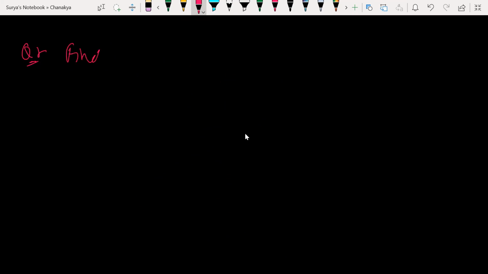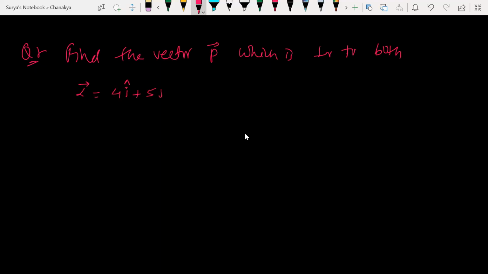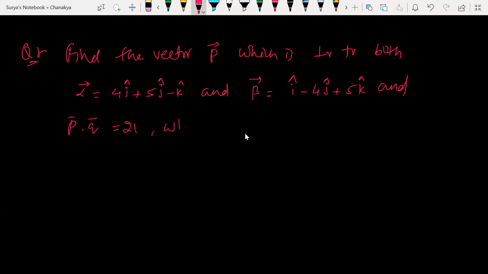Look at it. Just find the vector P, which is perpendicular to both vectors alpha and beta, and P dot Q given that 21, where Q vector is 3I cap plus J cap minus K cap. Guys, are you able to understand my handwriting? I need a response from every one of you. Yes, sir. All right. Come on.